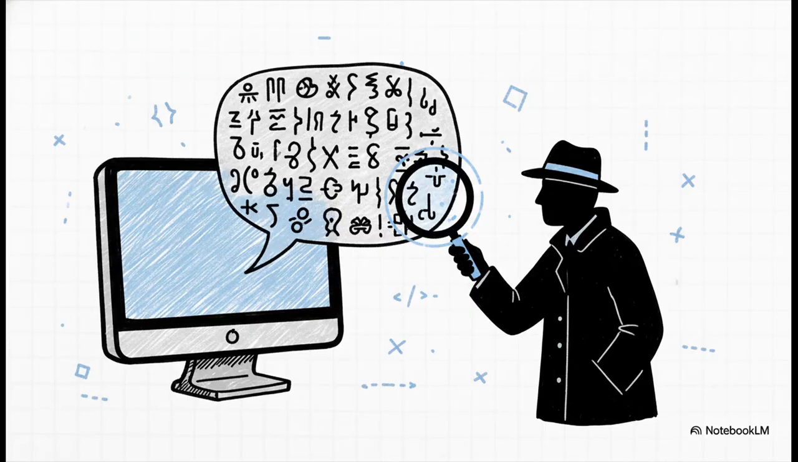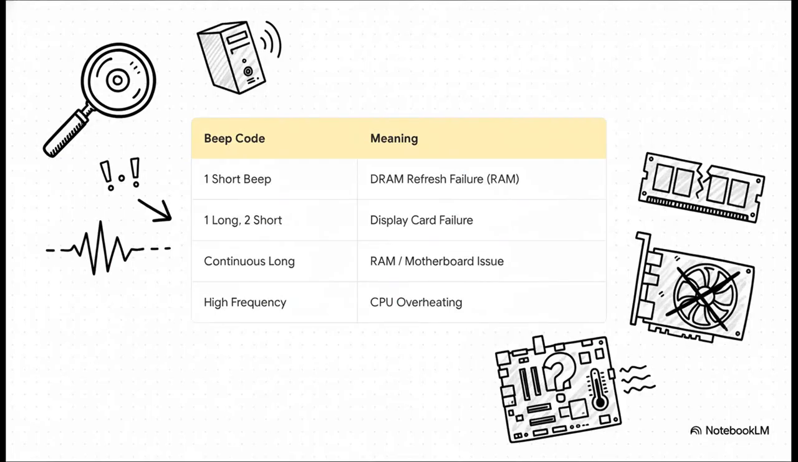Okay, but it's not always a loose cable, right? Sometimes the clues are a little more mysterious. The computer is actually trying to talk to you, to tell you what's hurting. The problem is it speaks in code, and our job as detectives is to learn how to break that code. And this is where it gets really fascinating.